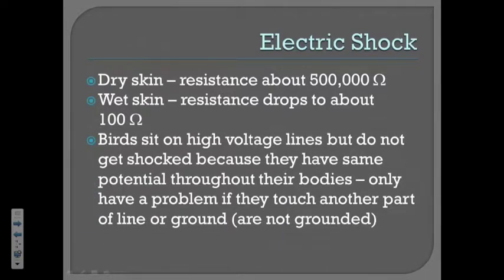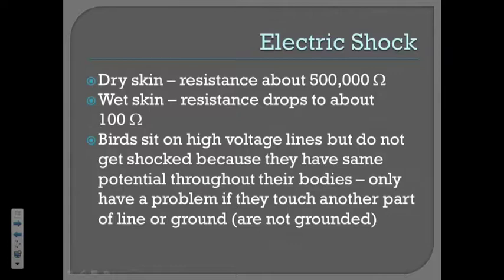An interesting thing about birds sitting on power lines. The birds, when they sit on the power lines, don't get shocked, they don't die, unless they touch something else or unless they somehow end up being grounded. That's because they have the same potential difference through them. That means they have the same amount of electrons flowing through them as what's flowing through the wire, and so there's no shock going on.